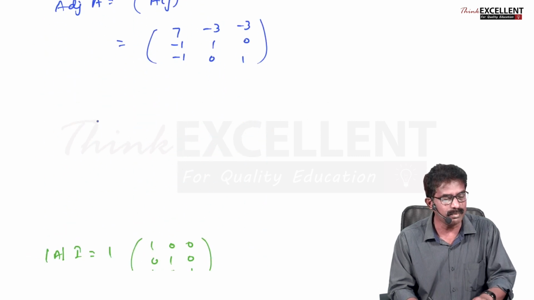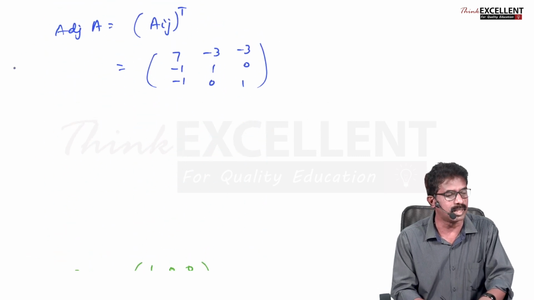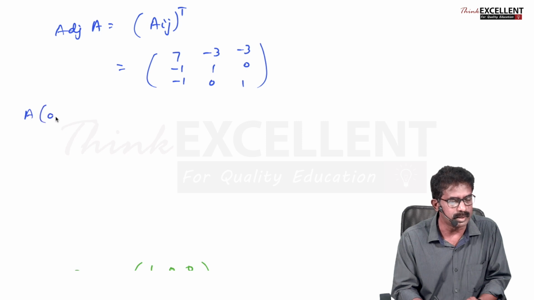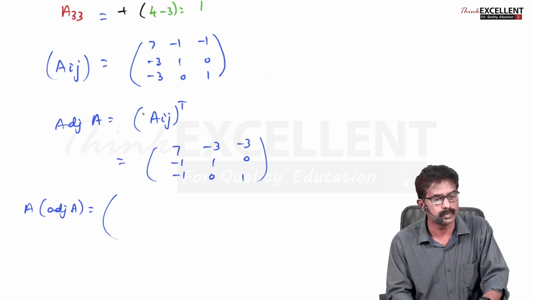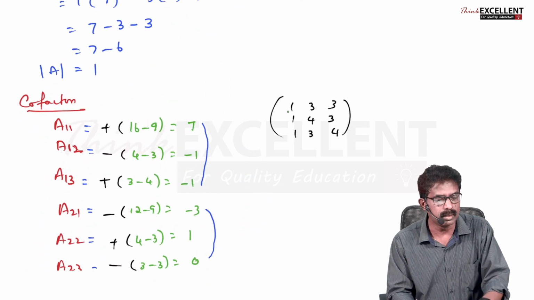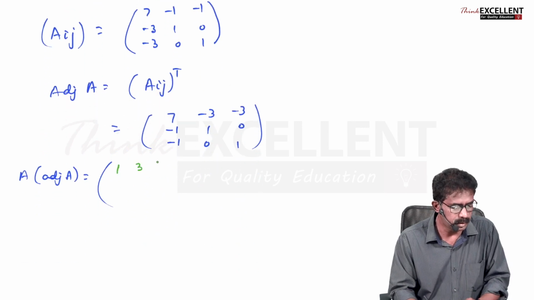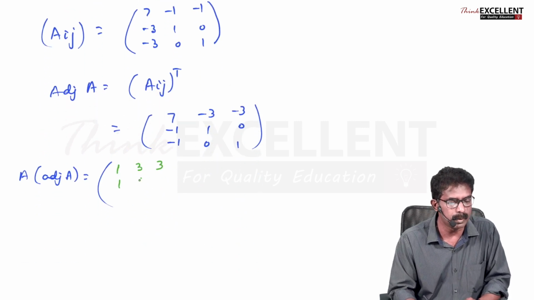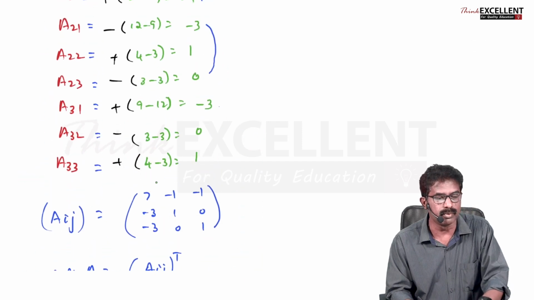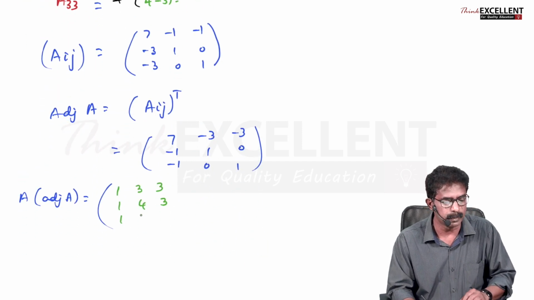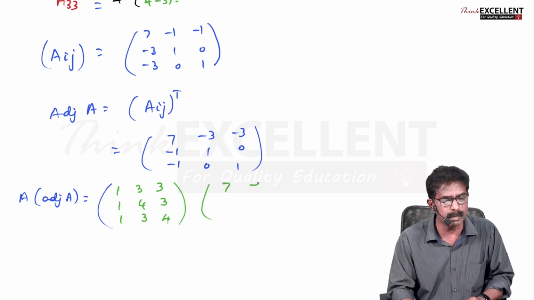So what I'm going to do, we have to find A into adjoint A, right? A we already wrote: 1, 3, 3; 1, 4, 3; and 1, 3, 4. So this is A into adjoint A. Adjoint A is 7, minus 3, minus 3; minus 1, 1, 0; minus 1, 0, 1.